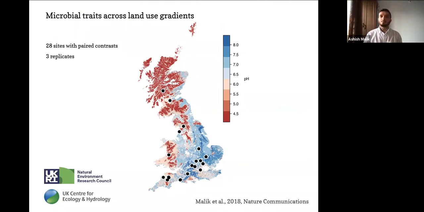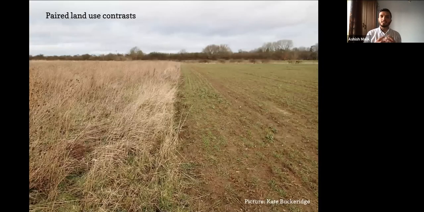So what we did here is sample across the UK, 28 sites, and each site had a paired contrast. And this contrast was mostly local with a fence, a contrast of land use intensity. In most cases, it was a more pristine environment next to a highly intensive arable grassland. And what we see here is that land use intensification can lead to a loss of carbon because of tillage and other very intensive practices.